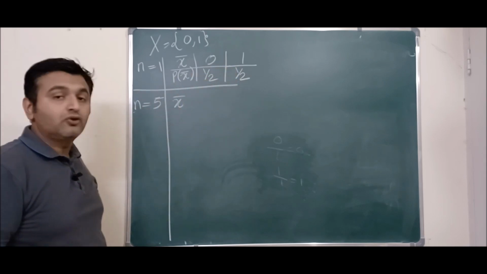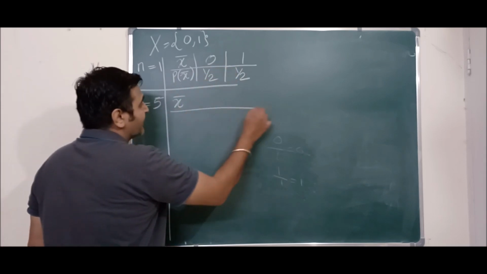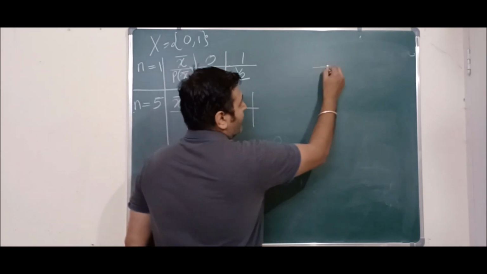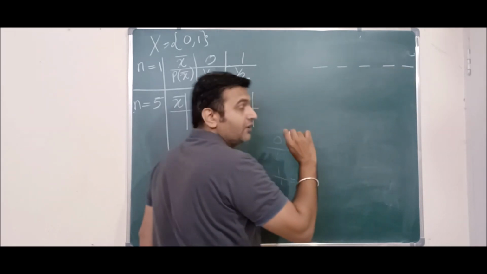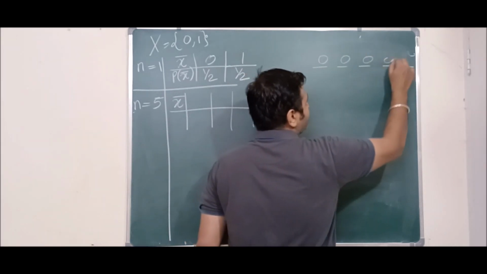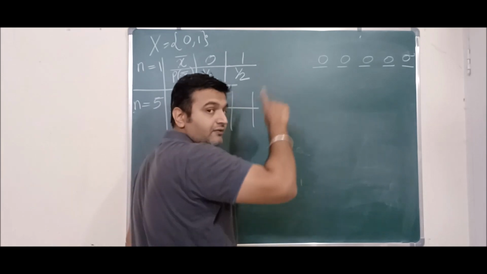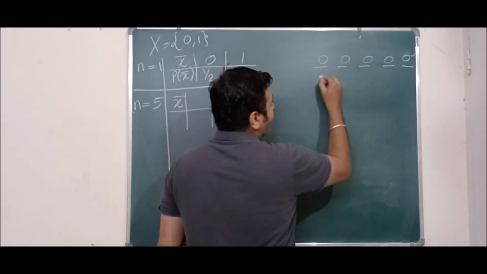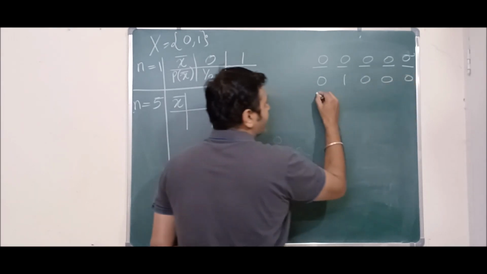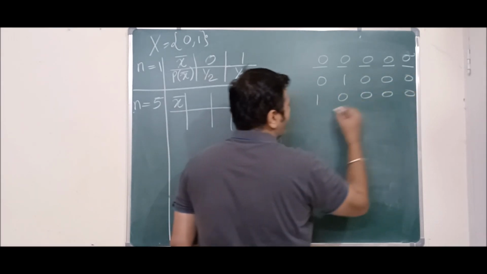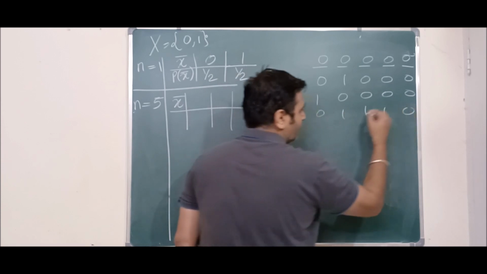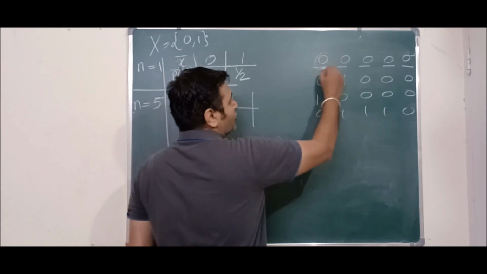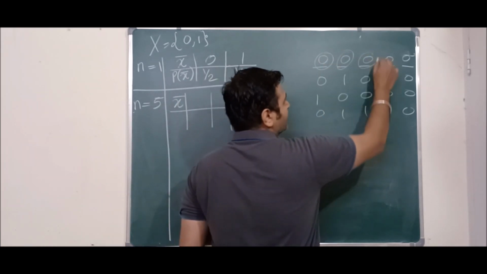Now suppose I take n equal to 5, then what possible values can our x bar take? So here 1, 2, 3, 4, 5. So either 0, 0, 0, 0, 0, that is one possibility. I am taking a sample of size 5. Another possibility 0, 1, 0, 0, 0, then 1, 0, 0, 0, 0, 0, 1, 1, 1, 0, and I can write down all the possibilities. How many such possibilities will be there? This has two choices, 0 and 1. This has two choices, 2, 2, 2.